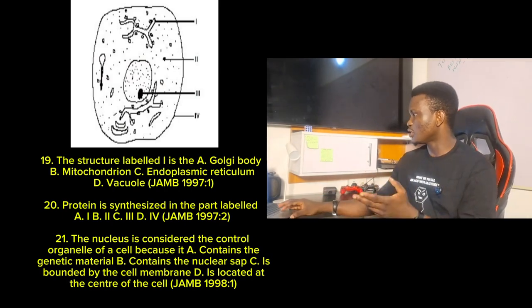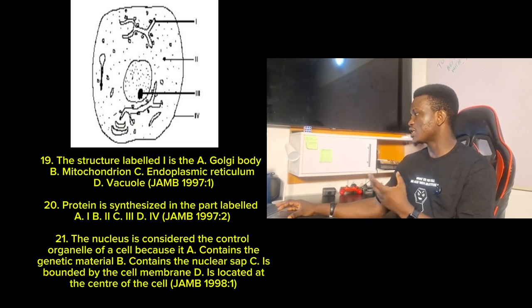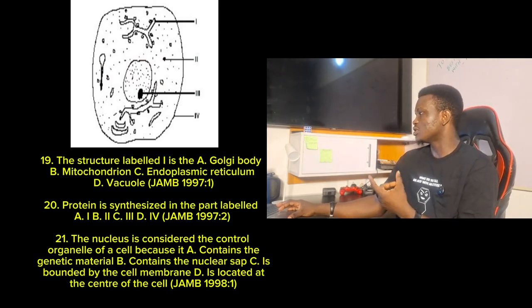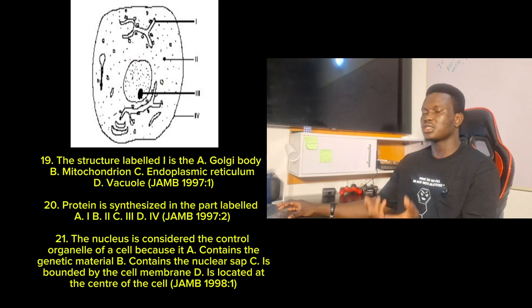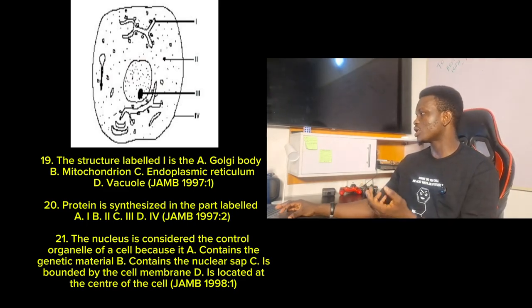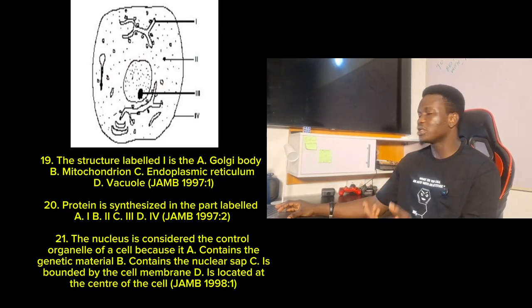So number 19, the structure labeled 1 is, so you will see that there's an attachment to that structure. And anytime you have an attachment to a structure like that, those are ribosomal attachments. You can see the structure is not necessarily looking like endoplasmic reticulum, but the attachment already said it. So that is endoplasmic reticulum. Protein is synthesized in the part labeled what? That's the part labeled 2.